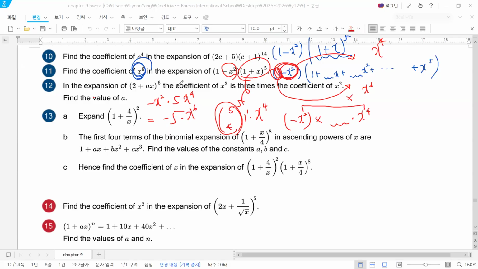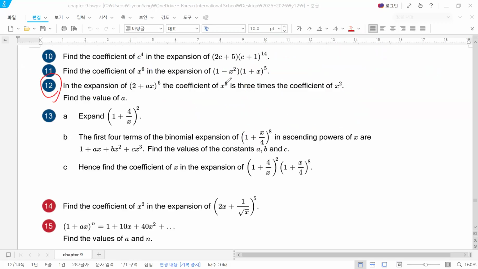Let's solve question number 12. Question number 12. We need to find the coefficient of x cubed.